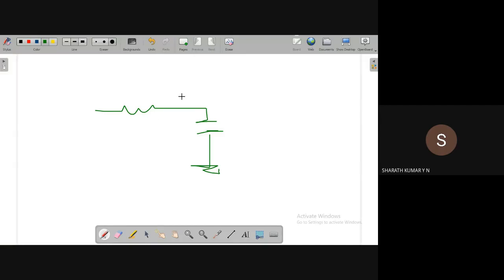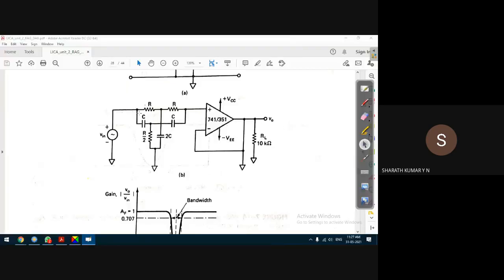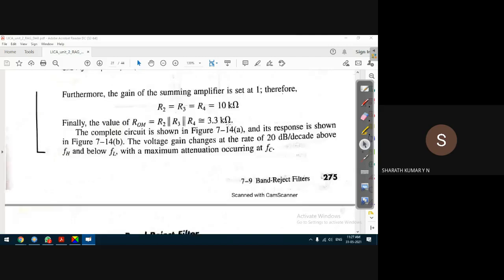In this case, it will allow low frequency signals. It acts as a low pass filter. So capacitor at the input and resistor to the ground is a high pass filter because it will allow high frequency signal and block the low frequency signal. Very simple. If you observe this combination, we have combinations of low pass and high pass filters. The idea behind this network is something like this.